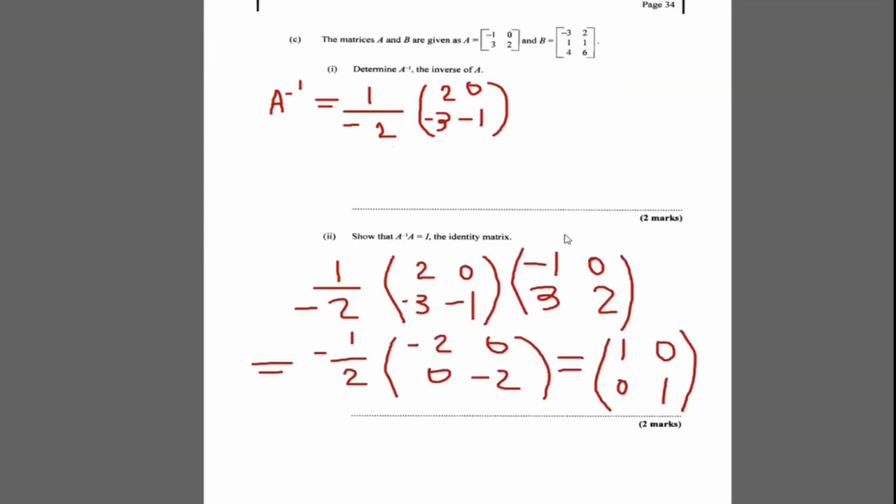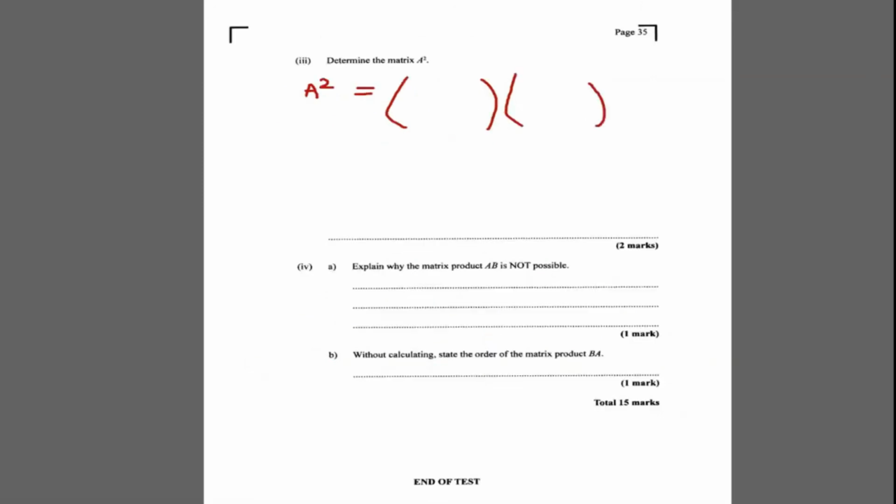A squared is equal to A times A. That's what A squared is. A squared is the matrix A times itself. So we're going to multiply A times A. A is the matrix negative 1, 0, 3, 2. So write down negative 1, 0, 3, 2. Then you have negative 1, 0, 3, and 2.